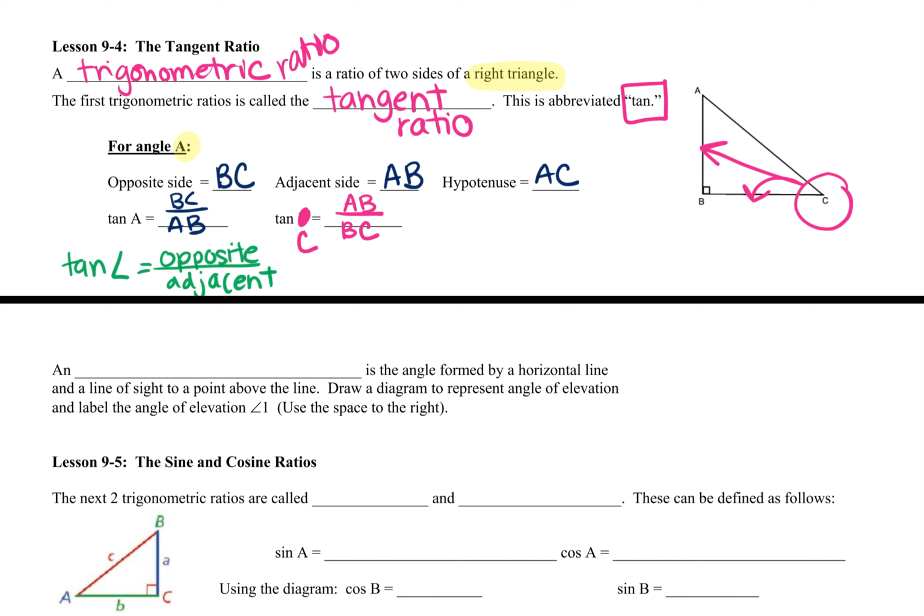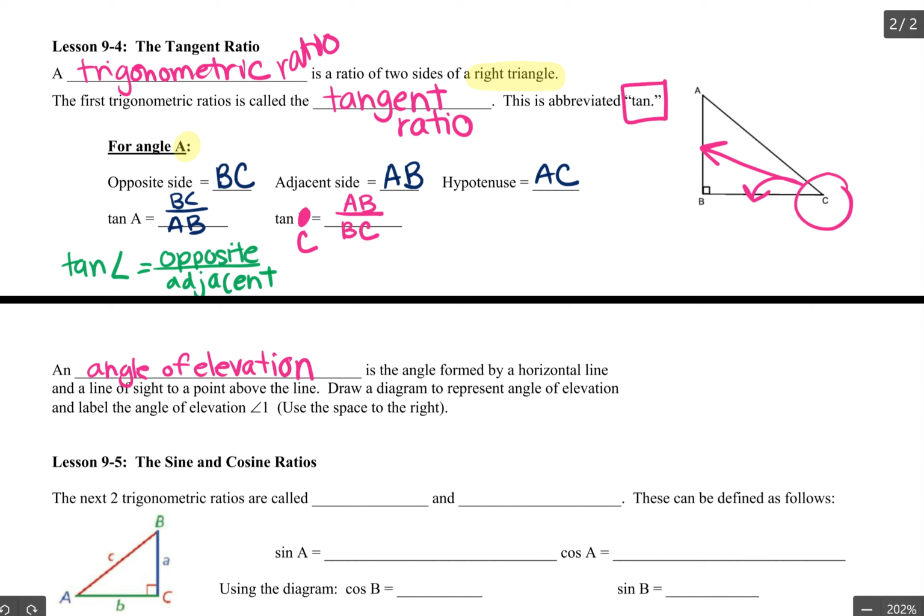And this is the tangent ratio for all right triangles. If you flip your VTP over onto the back, we have one more thing in this section, and that's called an angle of elevation.